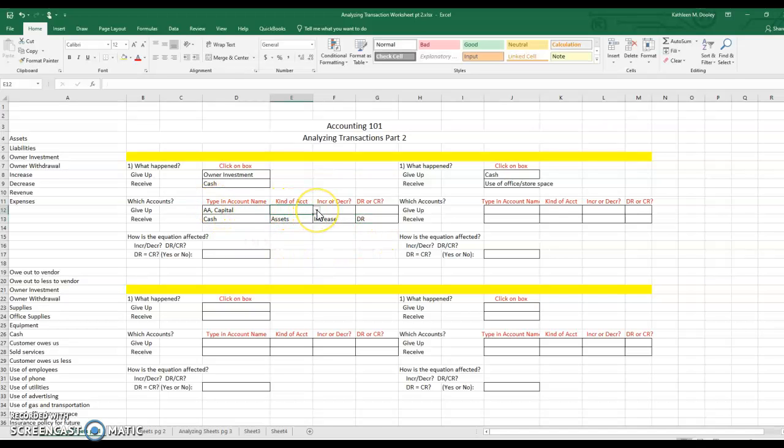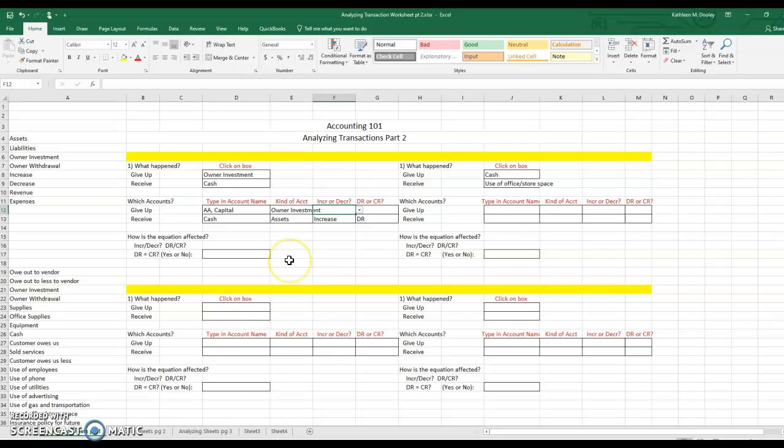Now I go to the capital account. What kind of account is this? This is an owner equity account. However, we have to specify, because owner equity accounts, as we know, can have 4 different subtypes. It can be an owner investment, owner withdrawal, a revenue, or an expense. And so since we have these subtypes, we have to say, well, which subtype is it? For capital, we're talking about owner investment.